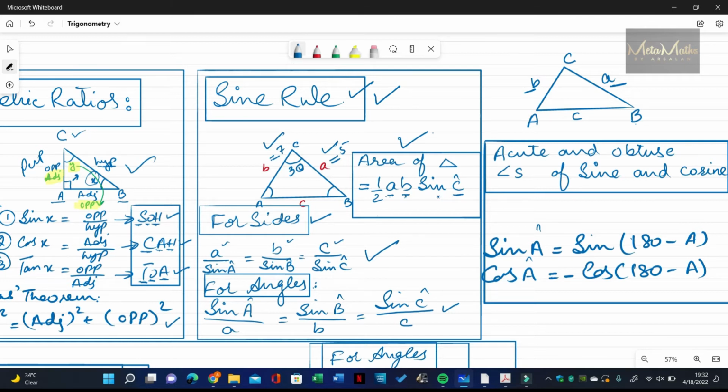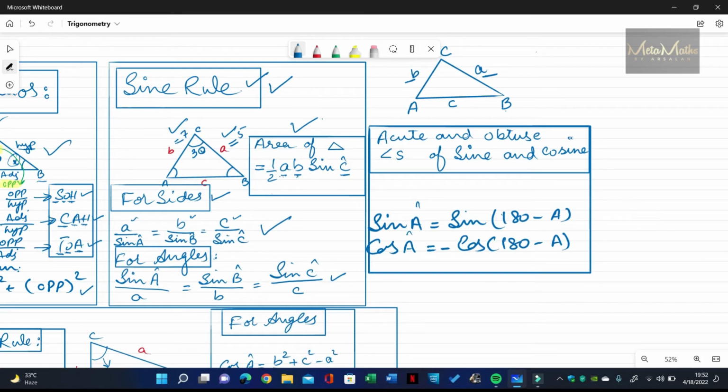Whatever angle is included between the given sides, or which is in between the two given sides, we will use that angle only, right? If any other angle is given, then you cannot apply this formula. First you need to find the included angle of the given sides, right?